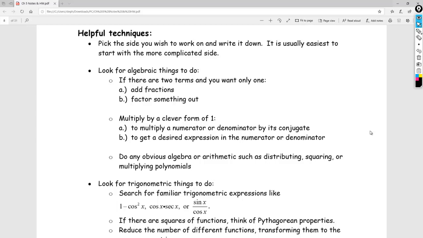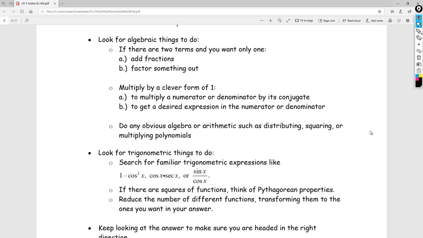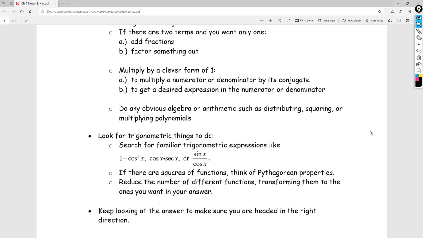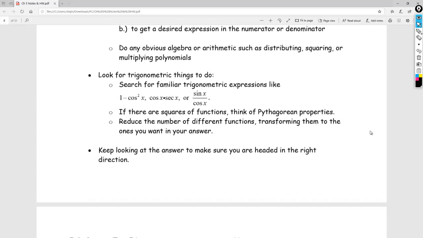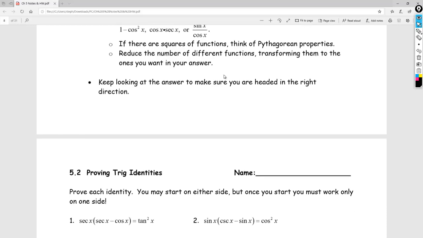So some of the techniques that we're going to talk about are, again, just algebraic things. So adding fractions, factoring something, multiplying by a clever form of 1, so meaning like a sine over sine or a cosine over cosine, or just any obvious algebra. In terms of trigonometric things, we will use our Pythagorean identity a lot, make substitutions, using your reciprocal identity, anything that will lead to a simplification are typically going to be good things. Or if you can make a substitution, that will typically be a good thing. So we will talk about different strategies.